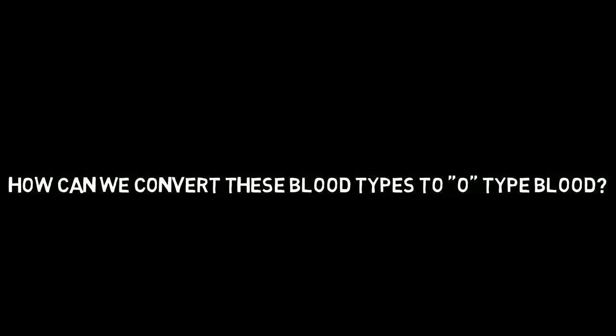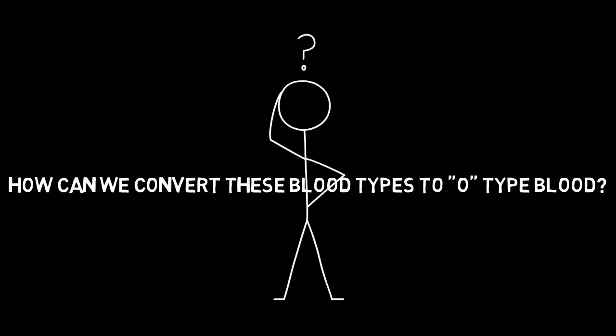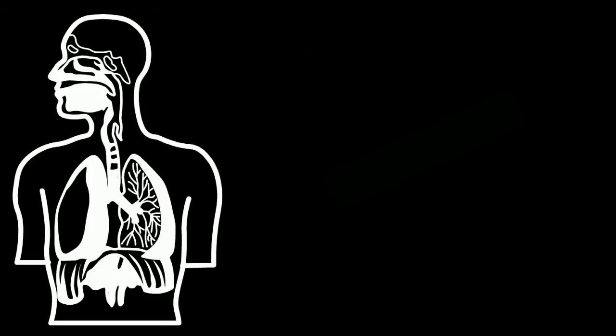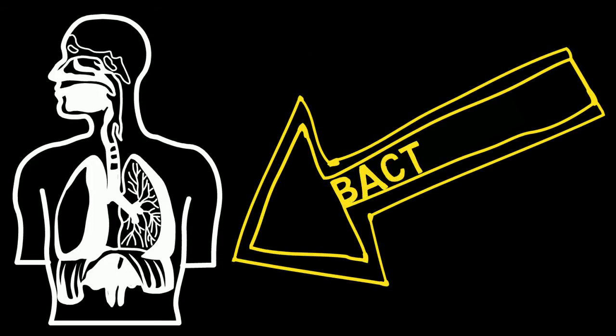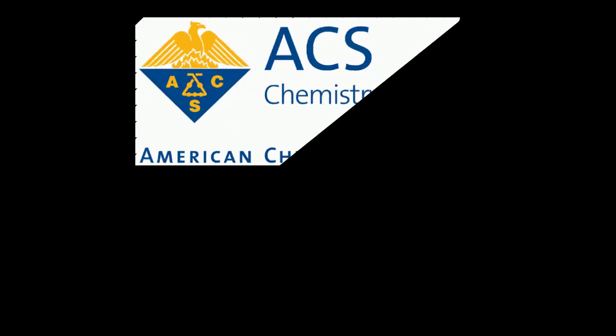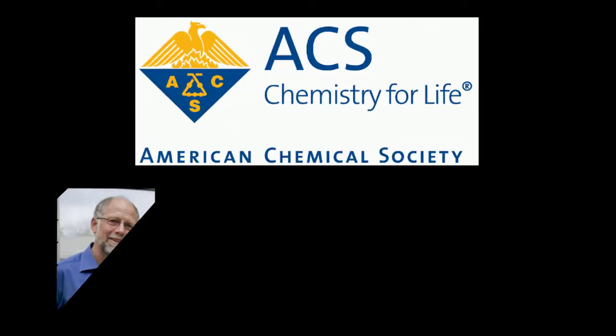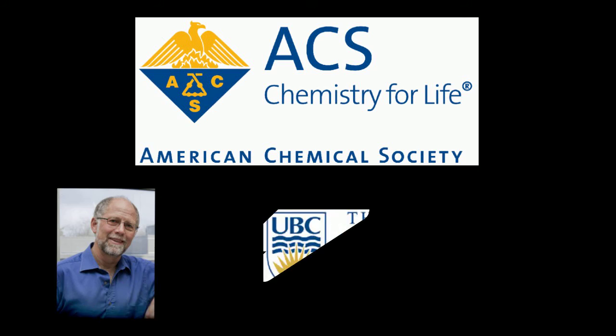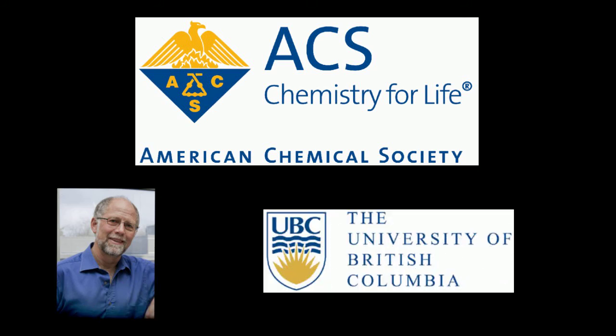So how can we actually convert blood types into O-type blood? The answer is actually pretty simple. It all comes from a bacteria found inside the human gut. You know, right? Who would have known? Well, these findings were presented at the most recent American Chemical Society meeting in Boston by Professor Stephen Withers from the University of British Columbia.